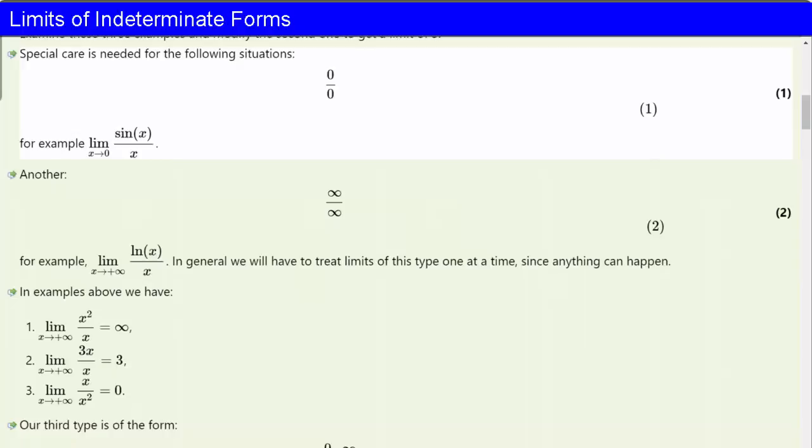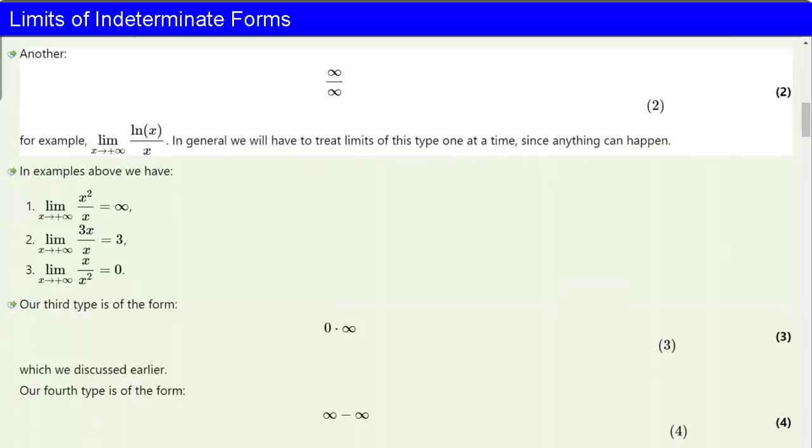In fact, there are several situations in which special care is needed. In our casual notation, they are limits that end up looking like any of the following examples. Type 1, 0 over 0. For example, the limit as x goes to 0 of sin x over x. That is, both the numerator and the denominator go to 0. And we will prove eventually that this particular limit of sin x over x does exist and is equal to 1. We're going to have to do some moderately difficult geometric and trigonometric analysis to prove it.